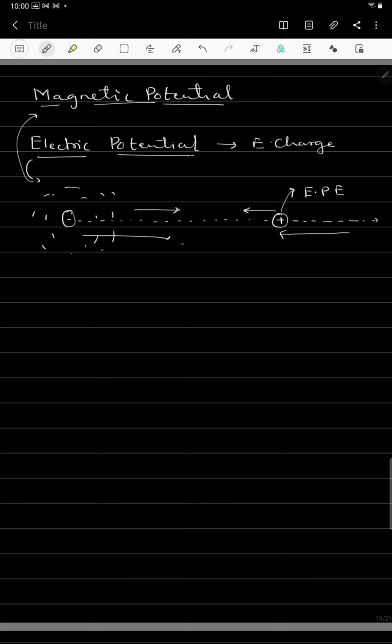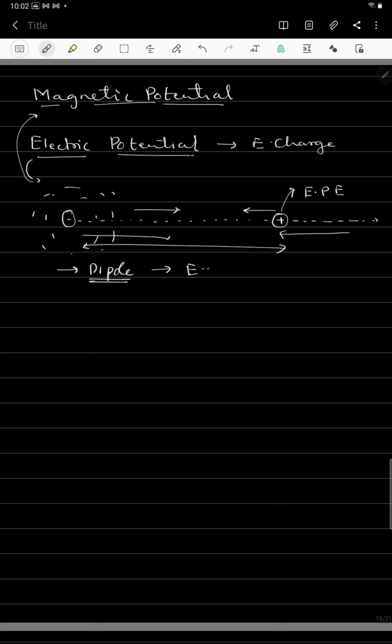While doing this work, it stores some energy. That energy is nothing but the electric potential energy. So the electric potential energy is the difference between the initial potential energy and the final potential energy. So this gives the electric potential energy. Similarly, you will get the magnetic potential energy. And then here, if we are looking at a dipole, what is the electric potential energy?